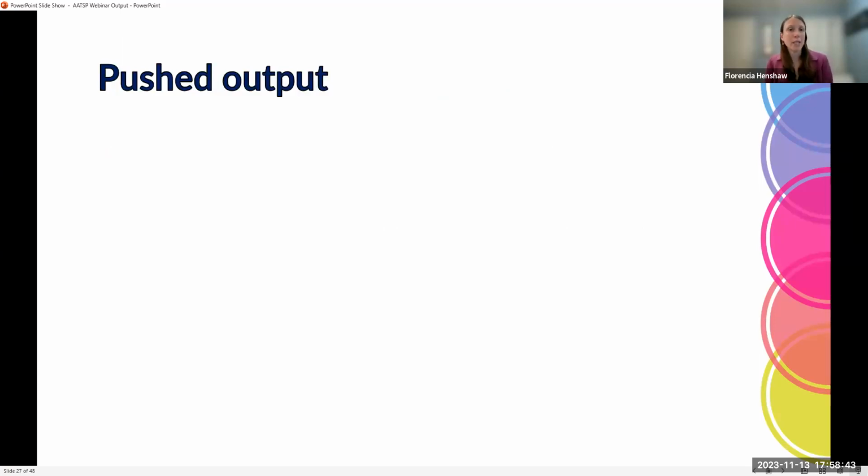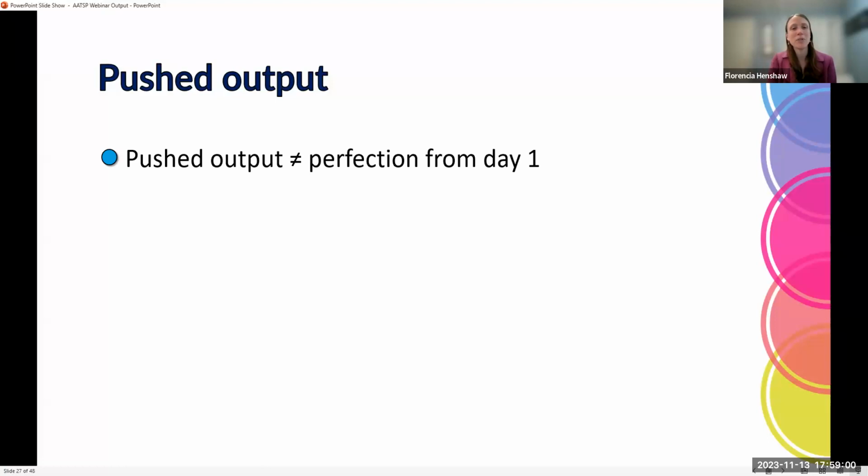Now, what Swain called pushed output is sometimes what gets misinterpreted as this idea of forcing students to talk. And perhaps it was an unfortunate name for it, but she called it pushed output. But let's clarify what she meant by pushed output. Pushed output was never meant to be perfection from day one, and was never meant to be about forcing students to talk. Also, it's not about rushing to output. It wasn't about that either.